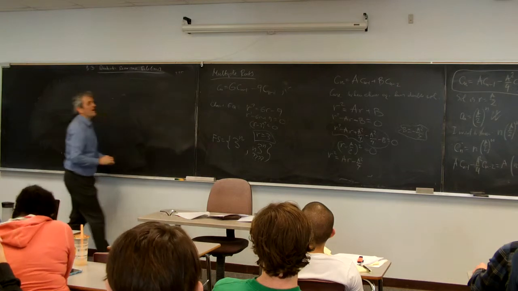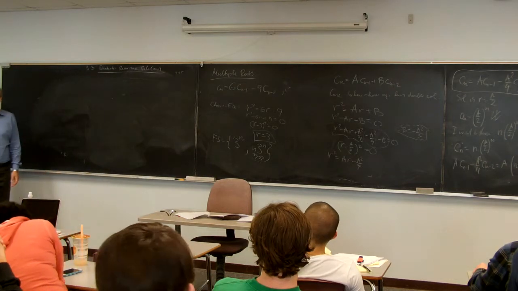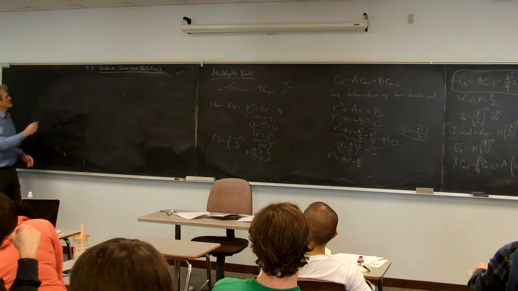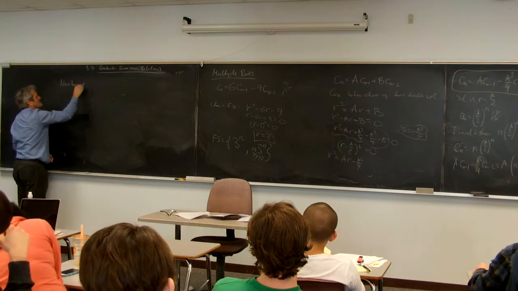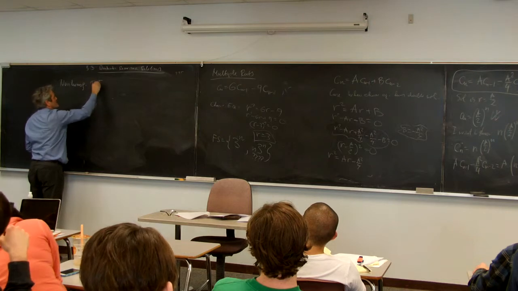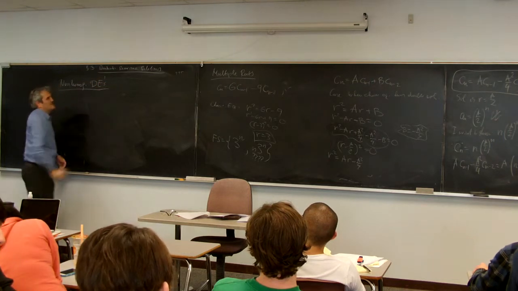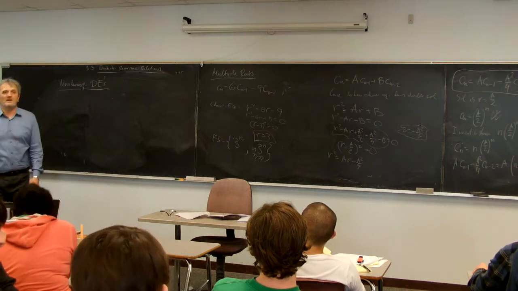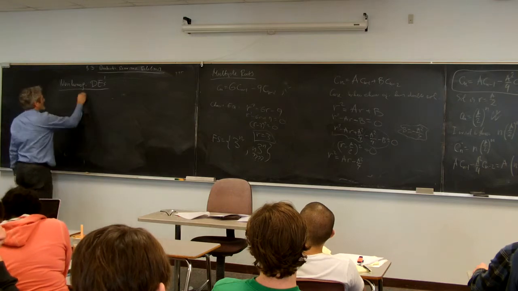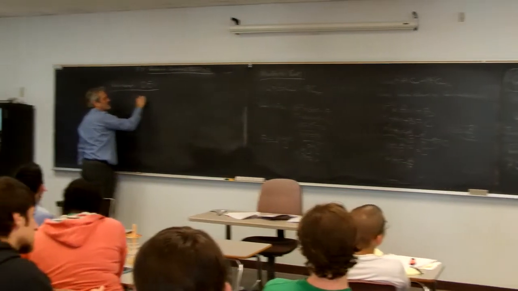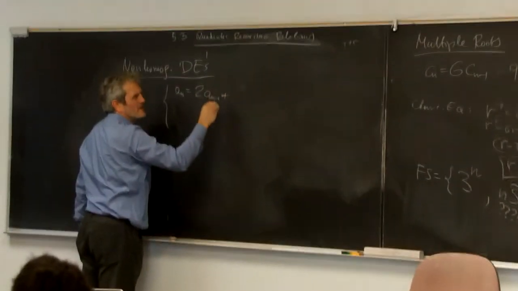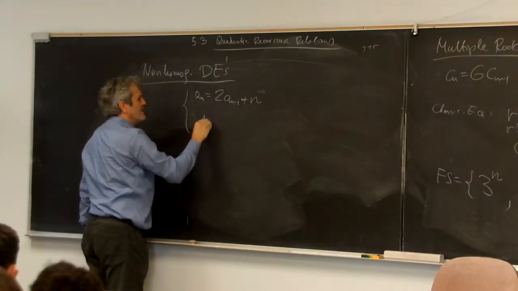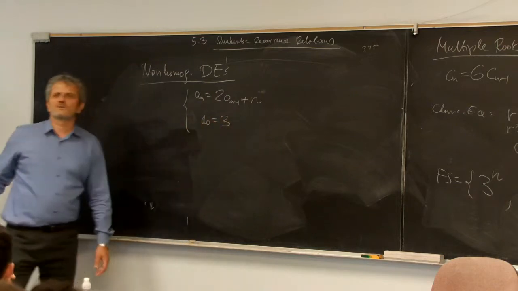So this is basically non-homogeneous. So just quick discussion of non-homogeneous difference equations. And this one is even simpler. It's a linear one. So it looks like this: a_n equals 2a_{n-1} plus n, and a_0 equals 3.